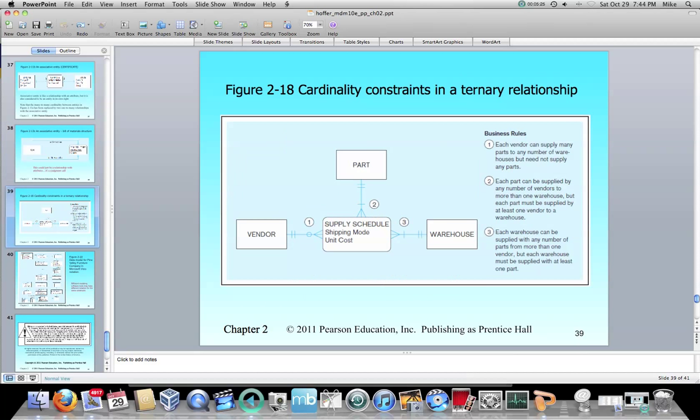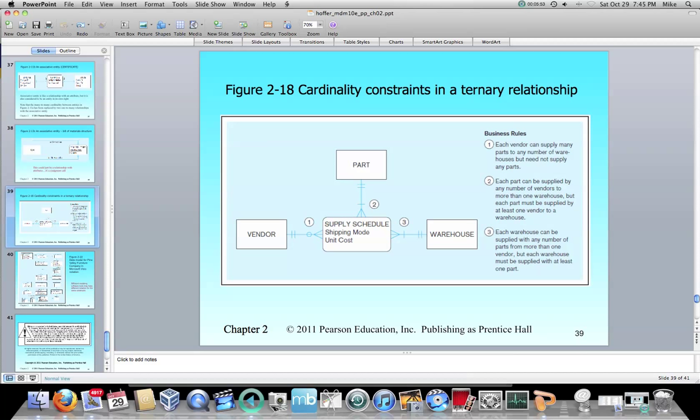And finally, we have a ternary relationship, which would be supply schedule, and we've seen this again in a previous video. But instead of supply schedule being a ternary relationship, now we've got an associative entity that is joining 3 different strong entities. Again, this supply schedule is a weak entity. It's an associative entity. It's both.